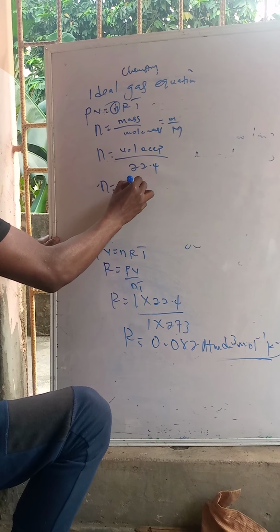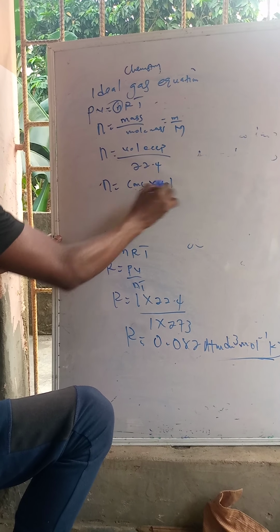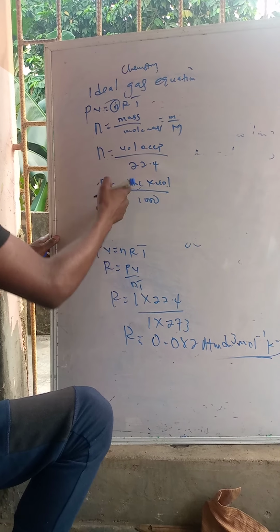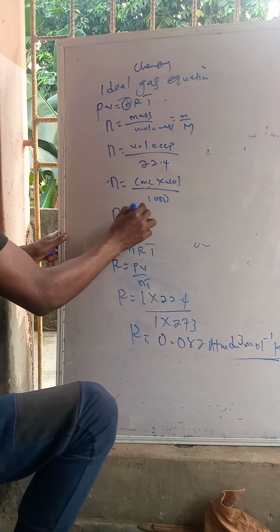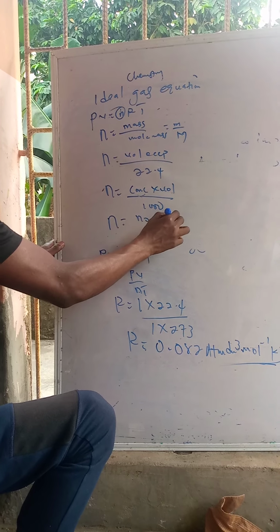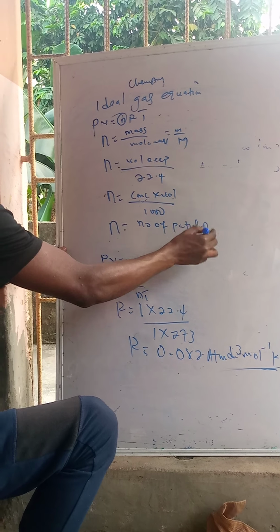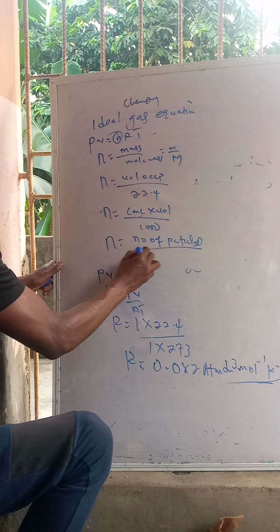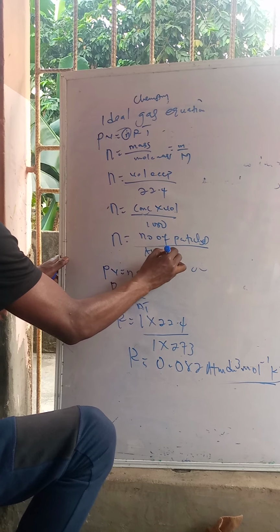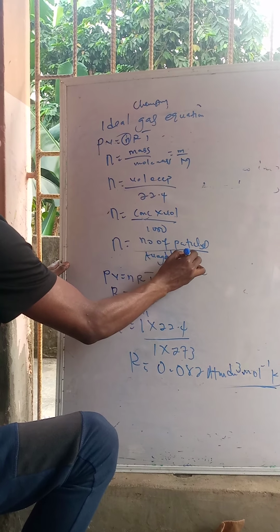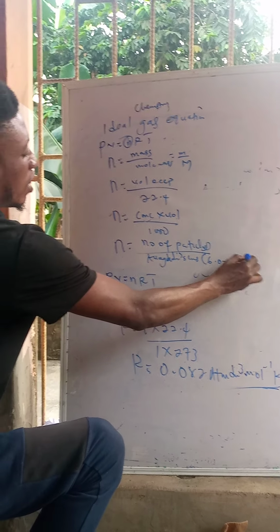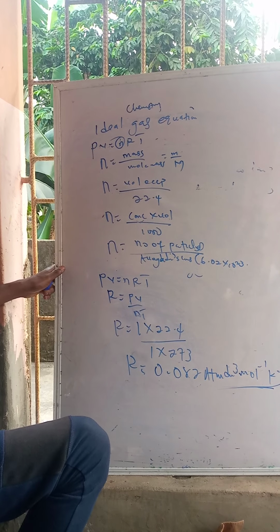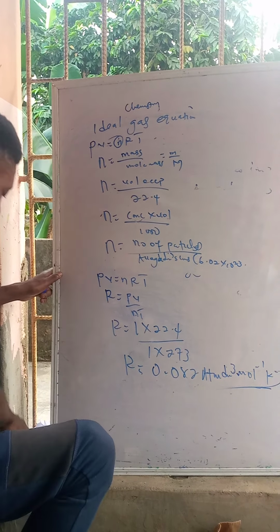Mole can also be defined in reference to concentration: concentration times volume over 1000. This is concentration and this is volume. And number of mole is also equal to number of particles over Avogadro's constant, which is 6.02 times 10 raised to power 23. You understand? So that's what it's all about.